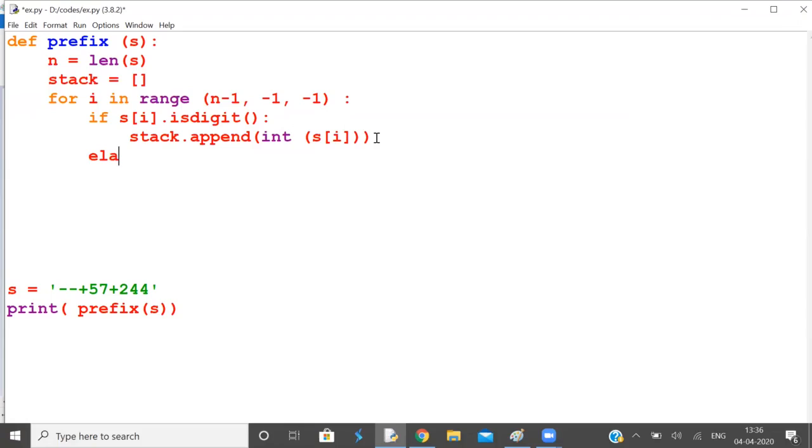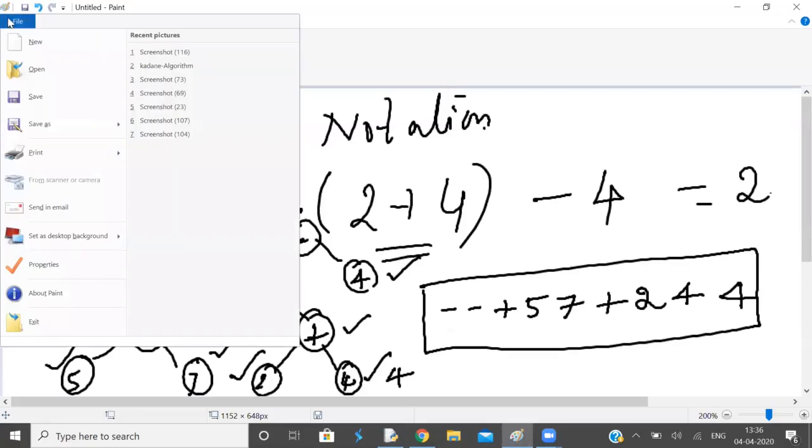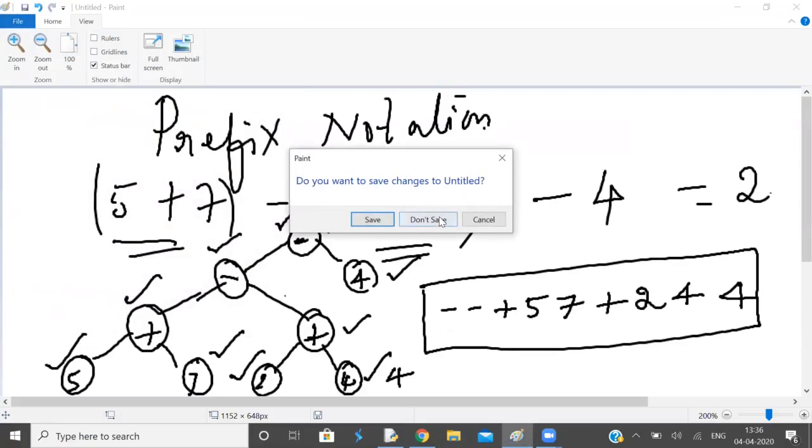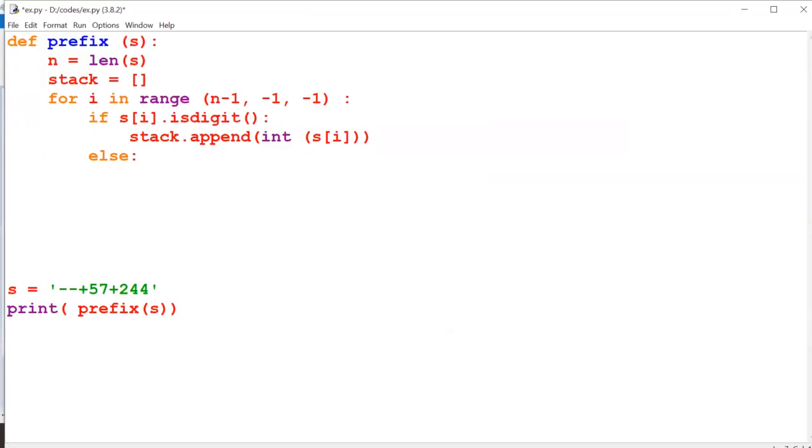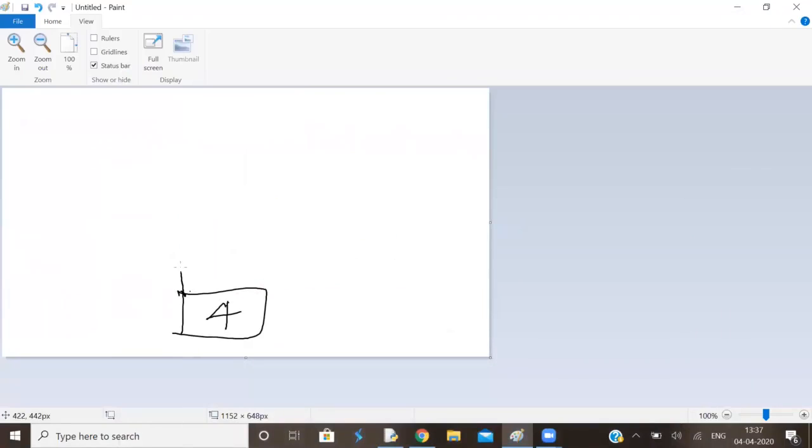Okay, now else, if it is not a digit. So how many are appended so far? 4 is appended. So what does the stack look like? 4 is appended, followed by another 4, followed by another 2. Okay, 4, 4, 2. These three are in the stack.